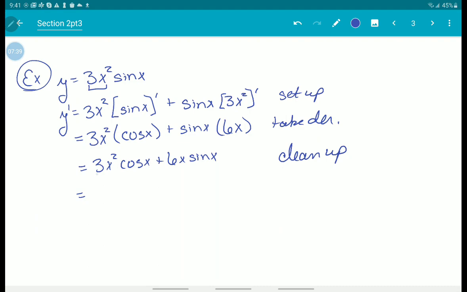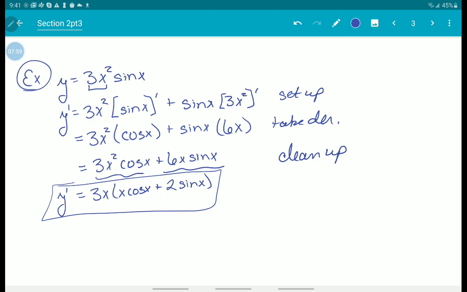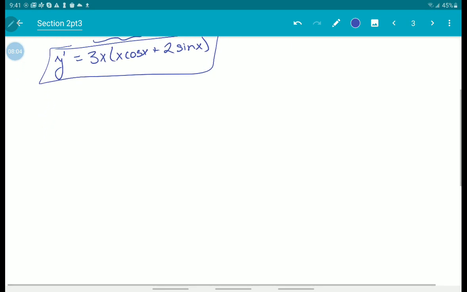And if I wanted to be fancy, I could factor out a 3x from all these. So I'm left with 3x times x cosine of x plus 2 sine x. There's my derivative. So notice my notation here. I do have the derivative of this. Okay, let's do another one.